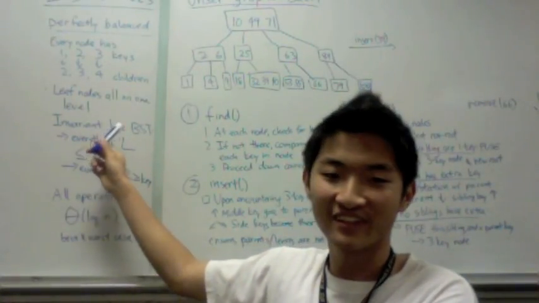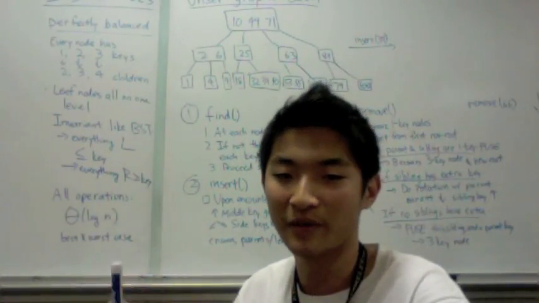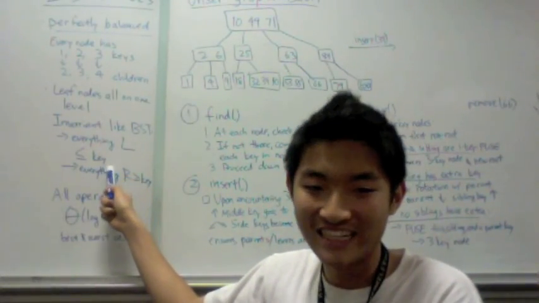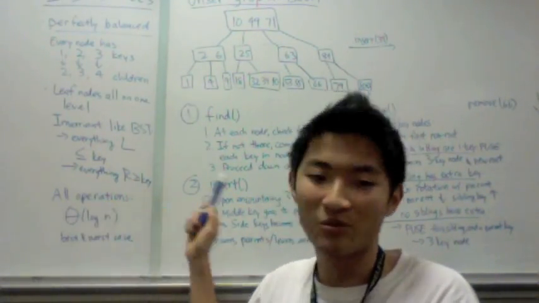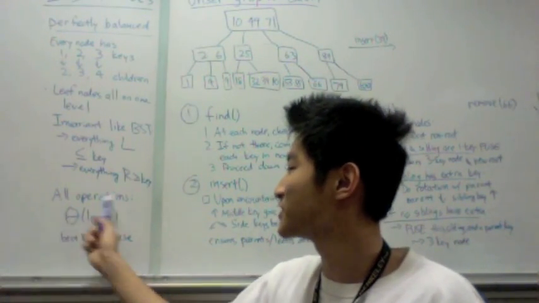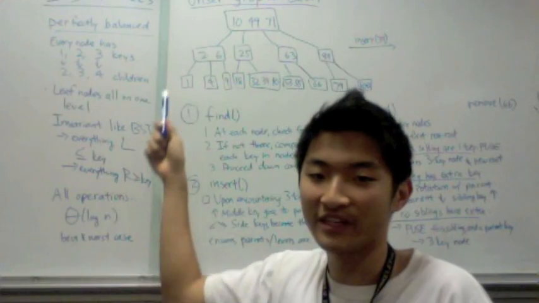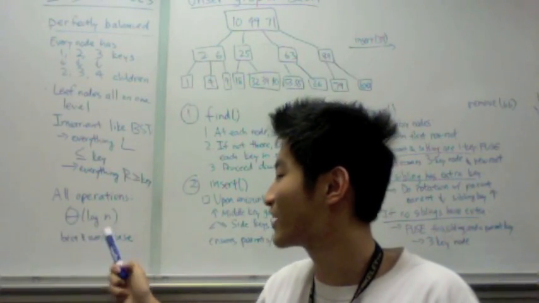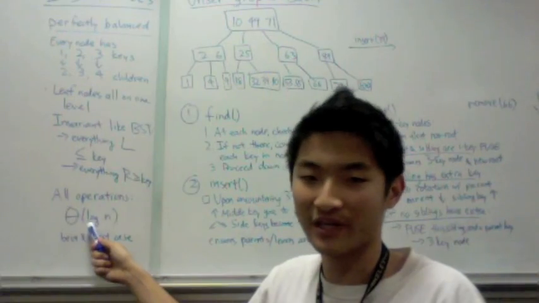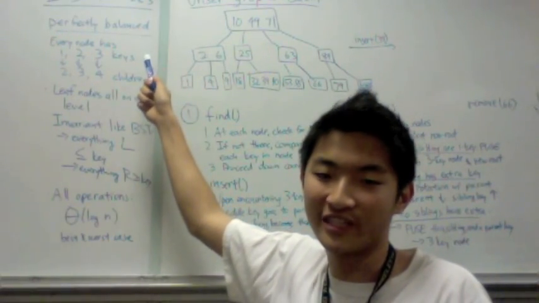The invariant for the 2-3-4 trees is like the binary search tree invariant, in that everything to the left of a key is less than the key, and everything to the right of a key is greater than the key. And finally, because this search tree is completely balanced, all operations are theta of log n, best and worst case, although the constant is a bit big because we have to deal with multiple key nodes.